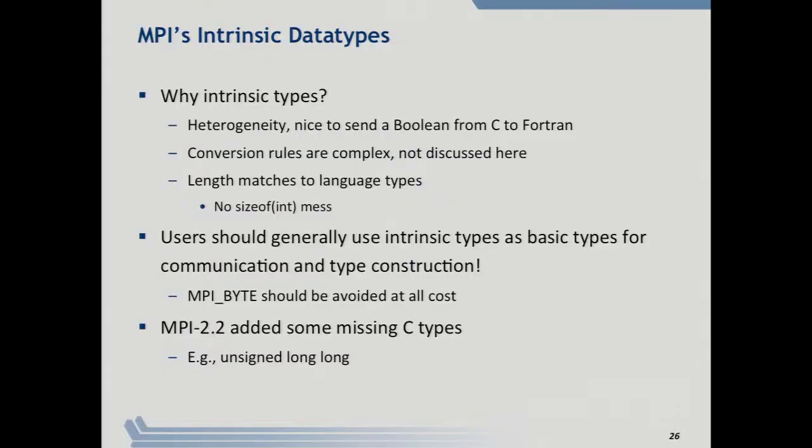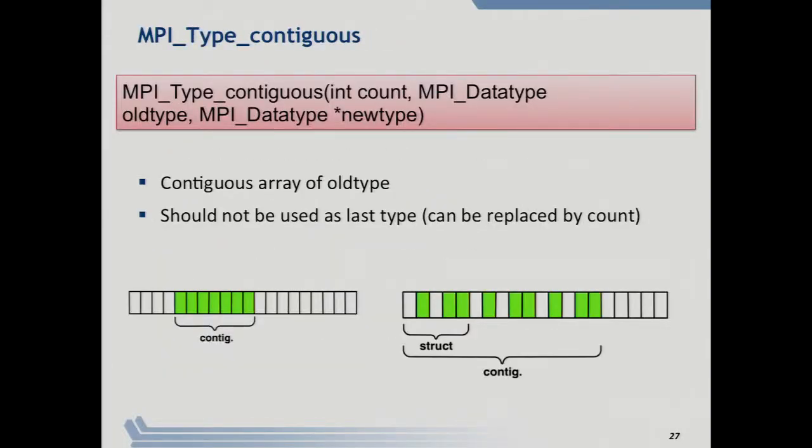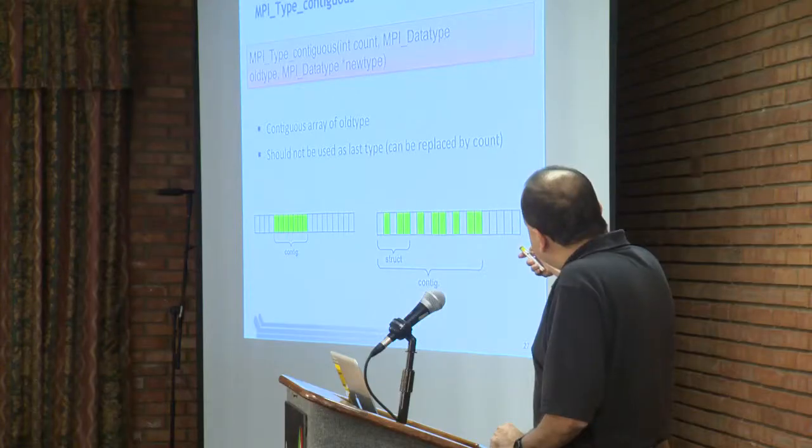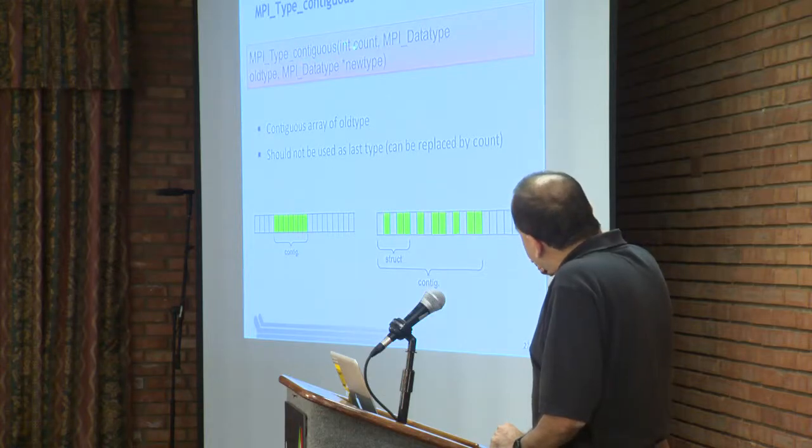And so you have to take care and pass the right type. Let's look at the data type constructor functions. We'll start with the simplest and move to the more complicated ones. The simplest is to create a contiguous type. What this function takes is MPI type contiguous.